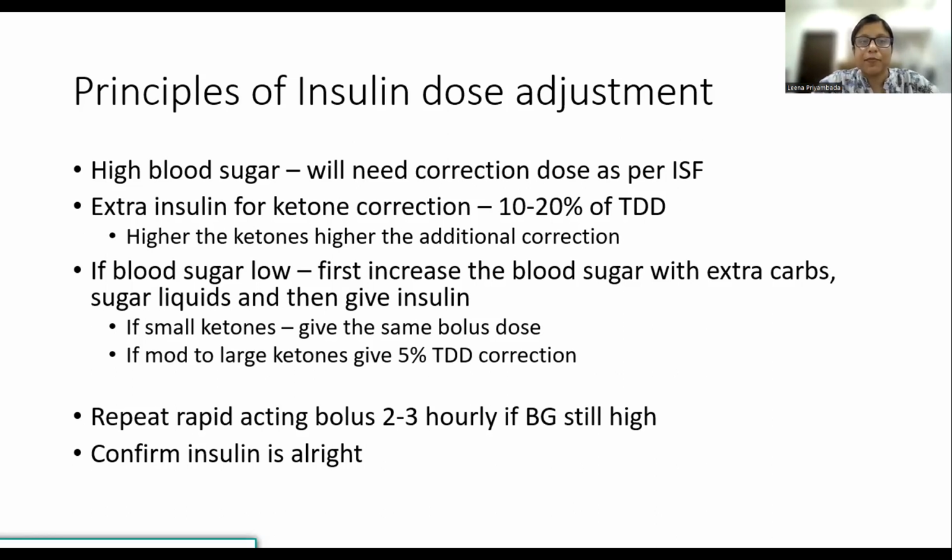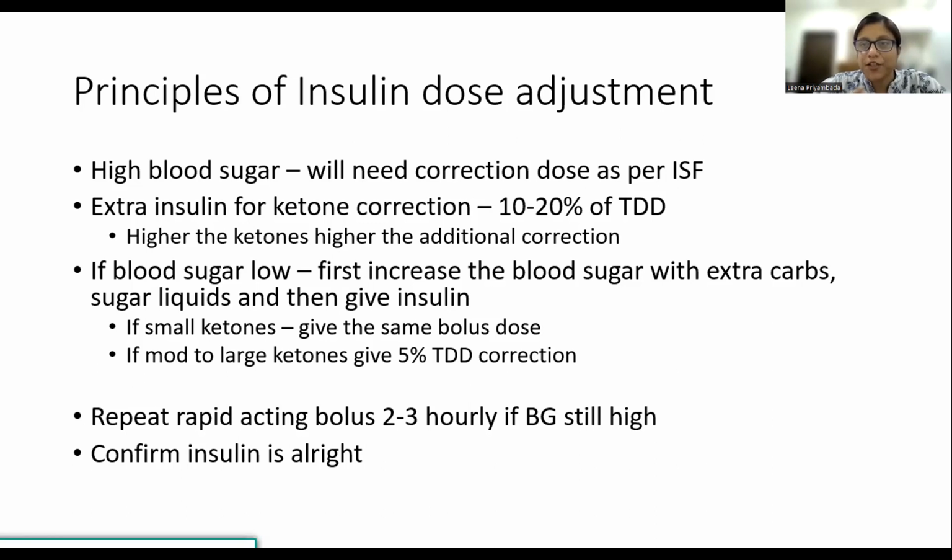So as I said, if blood sugar is high and we have high ketones, we have to correct the high blood sugar and we have to give extra insulin for the ketones. Okay. The second thing is if blood sugar is low, then first increase the blood sugar with extra carbs and sugar so that you can give insulin to correct the deficiency and correct the ketosis.